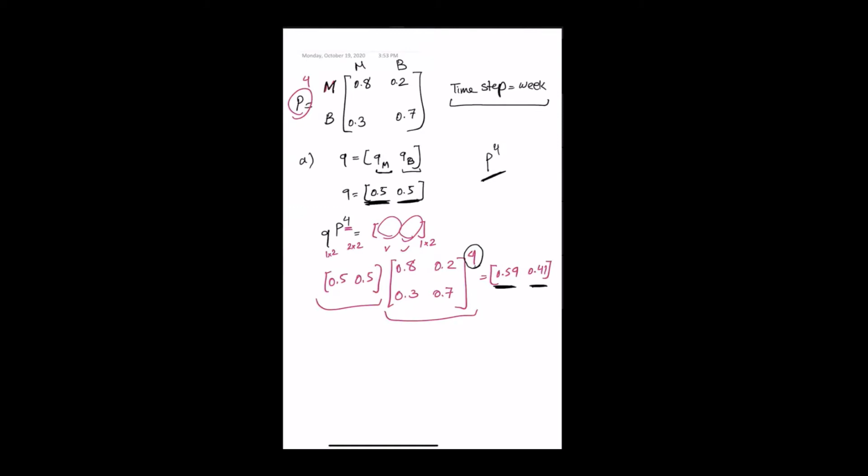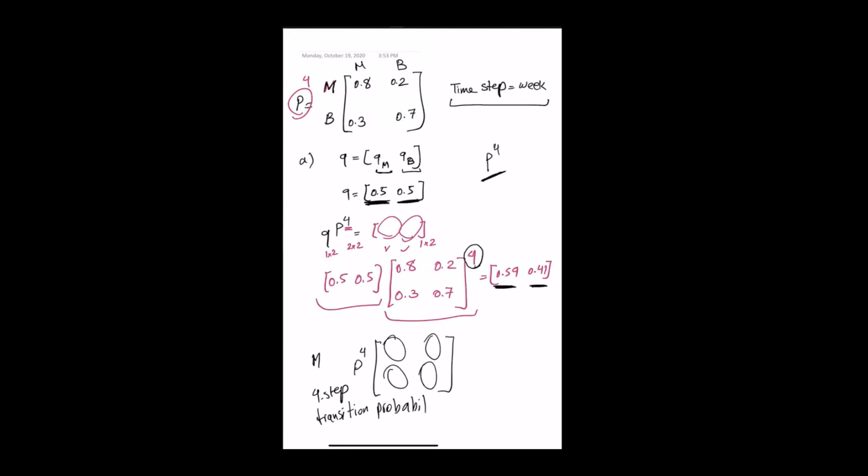So if I ask you, for a person who is eating in restaurant M, what is the chance that the person switches to restaurant B after 4 weeks? The way to answer it is to calculate P^4, and the elements of this matrix are going to be a 4-step transition probability.